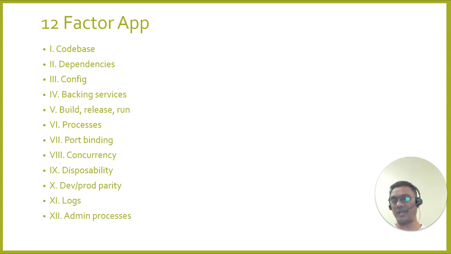So these are all the 12 factors. The first one is the code base, then dependencies, config, backing services, build, release, and run, processes, port binding, concurrency, disposability, dev/prod parity, logs, and admin processes. Don't worry, we are going through each factor in depth in the upcoming slides.